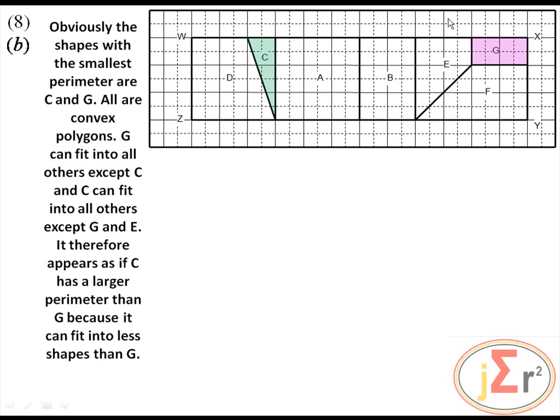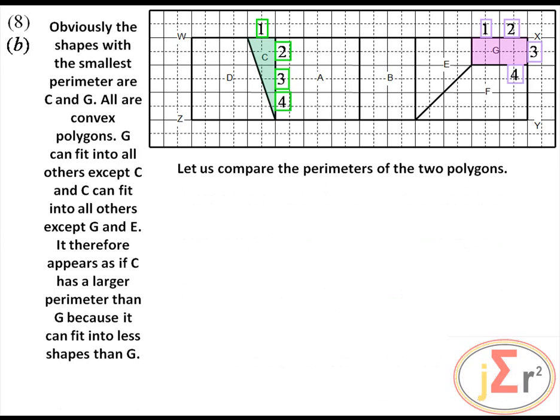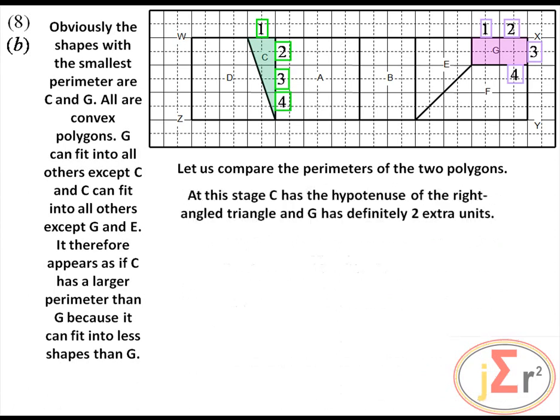So C can fit into fewer shapes. So it appears as if it has a larger perimeter, but let's see if that is true. So let us compare the perimeters of the two polygons. So let us start: 1 unit, 2 units, 3 units, 4 units. Good. Now at this stage, C has the hypotenuse of the right angle triangle and G has definitely 2 extra units. So we have the hypotenuse of this triangle and G has 2 extra units.